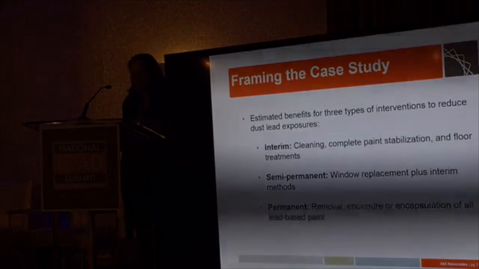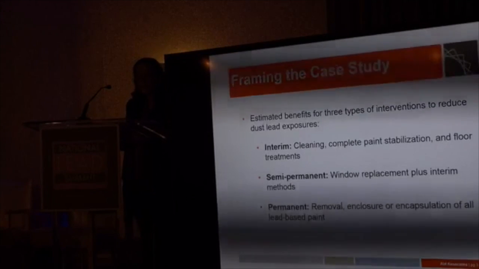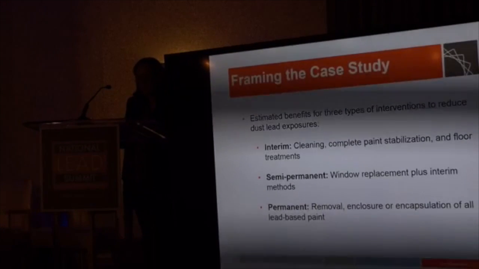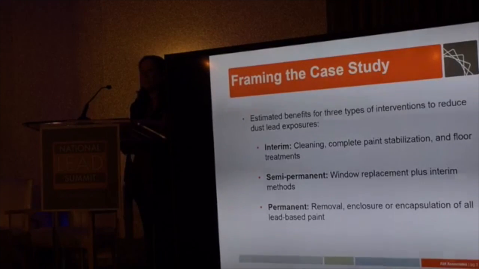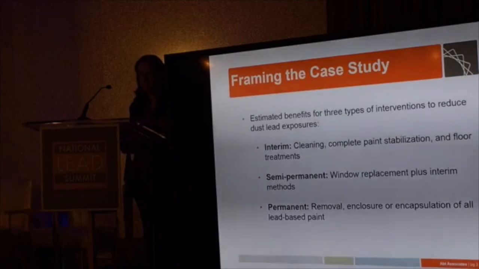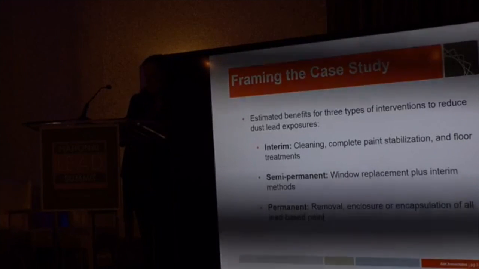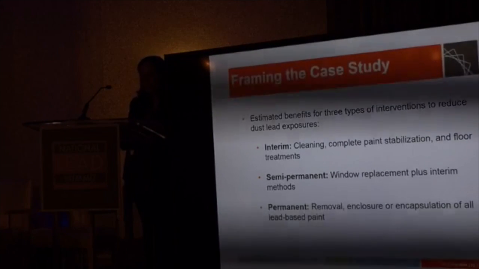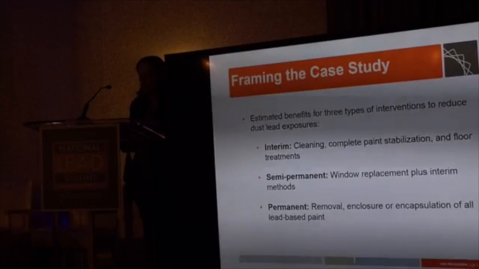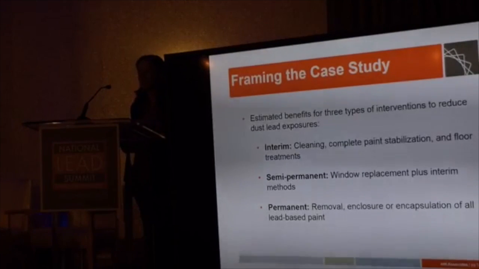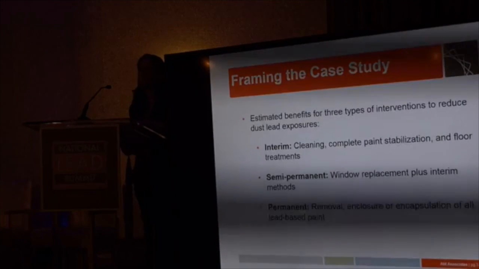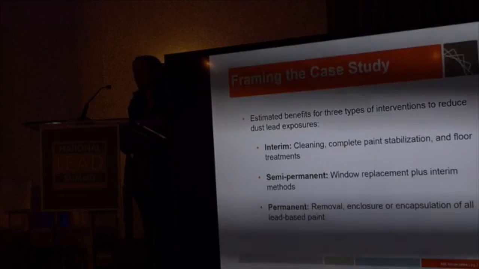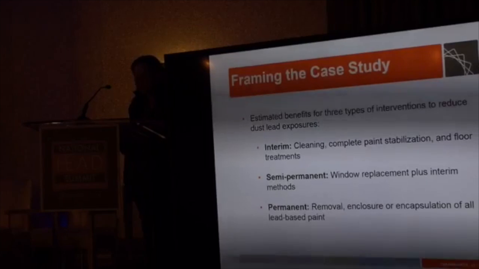So in order to do this, we looked at three different methods of lead paint abatement. The first was what we're terming here interim. For those of you familiar with HUD data, this is HUD Strategy 3: cleaning, complete paint stabilization, and floor treatments. The next, which we're terming semi-permanent here, includes full window replacement plus some of these other paint stabilization techniques. And then permanent is the full abatement, either encapsulation, enclosure, or removal of the lead-based paint.